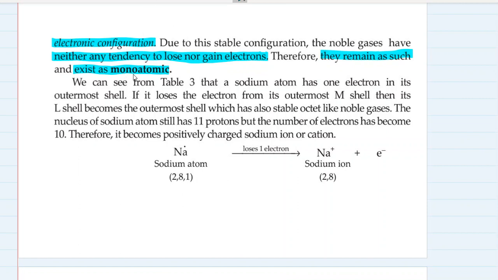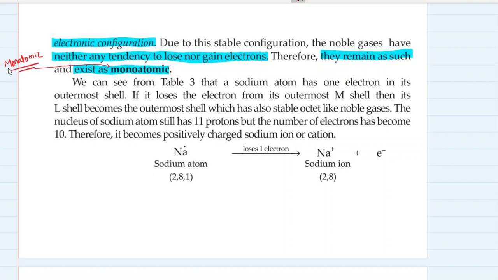Actually, if you see the spelling of this word, monoatomic, it is not the correct spelling, but it can be spelled in more than one way. The actual spelling of this word is monatomic.